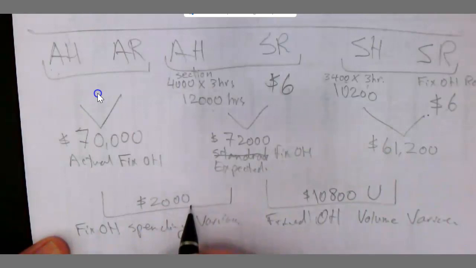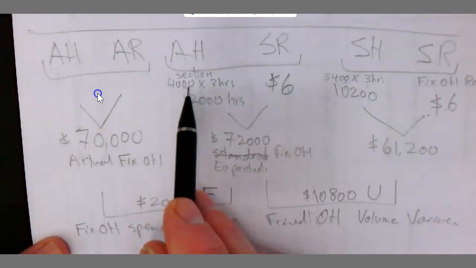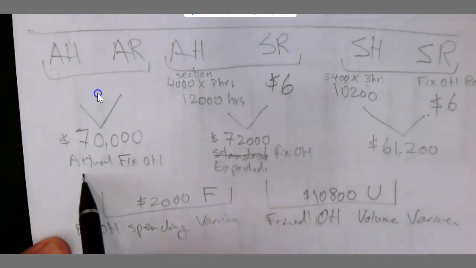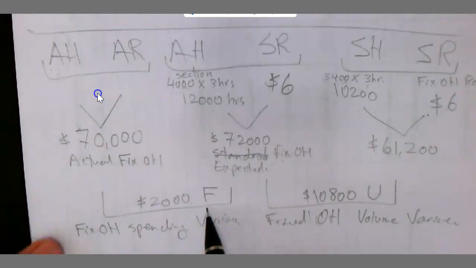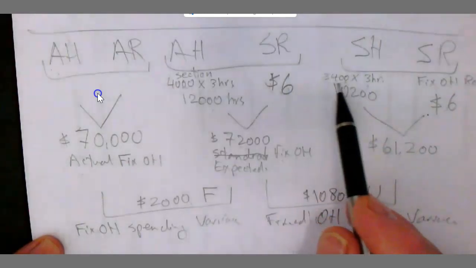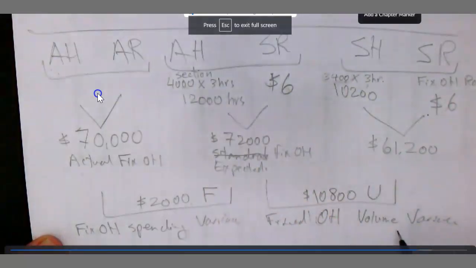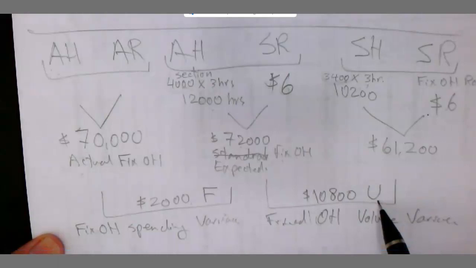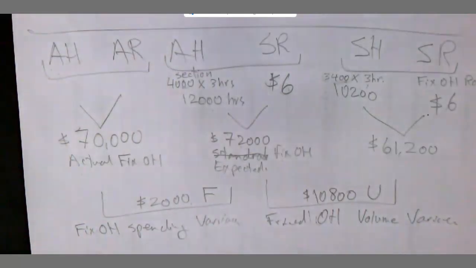And that's by $2,000, which is favorable because, based on 4,000 sections of production, expected overhead was supposed to be 72,000. However, actual fixed overhead ends up to be only $70,000, and that was a $2,000 favorable situation compared to the expected one. However, based on the production volume of less than 4,000, only 3,400, we had a fixed overhead volume variance of unfavorable 10,800. So that technically is the situation for the fixed overhead.